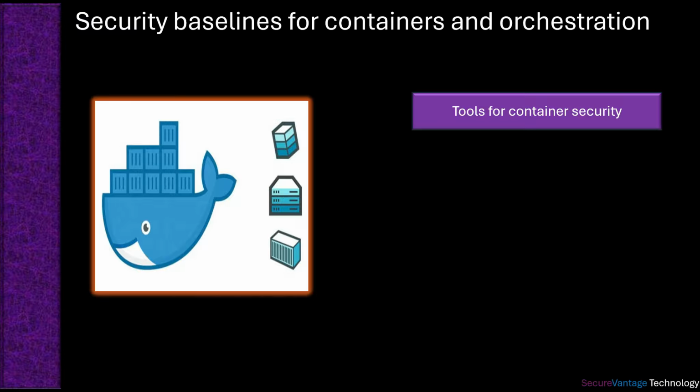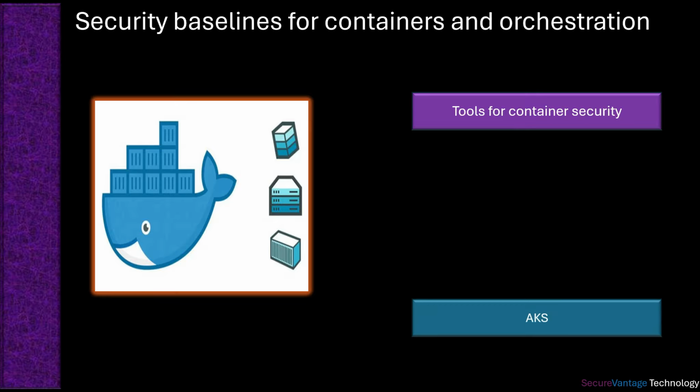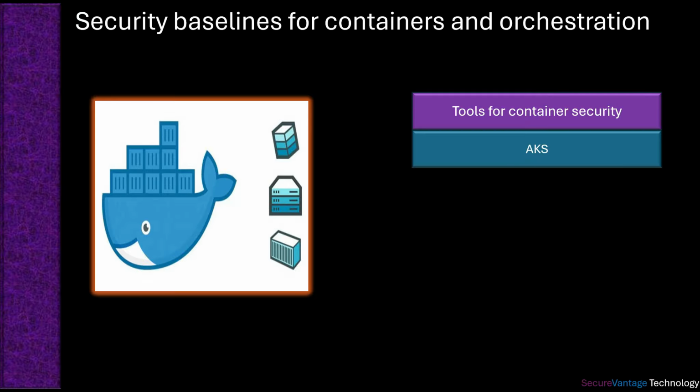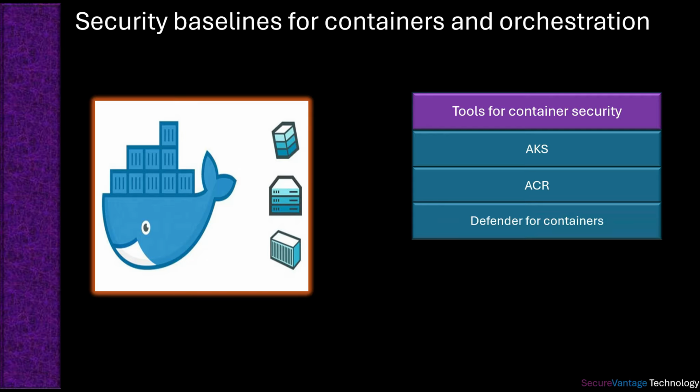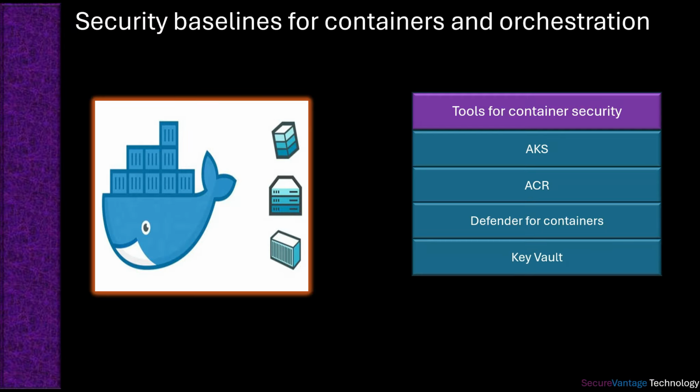Let's discuss the tools available in Azure for container security now. Azure Kubernetes Service is a managed Kubernetes service that integrates with Entra ID for RBAC, supports network policies, and integrates with Defender for Containers. Azure Container Registry offers image storage and scanning capabilities with integration into CI/CD pipelines. Microsoft Defender for Containers provides vulnerability scanning for ACR images, real-time threat detection, and protection for AKS clusters. And Azure Key Vault manages secret keys and certificates, which help to secure sensitive information needed by customers.